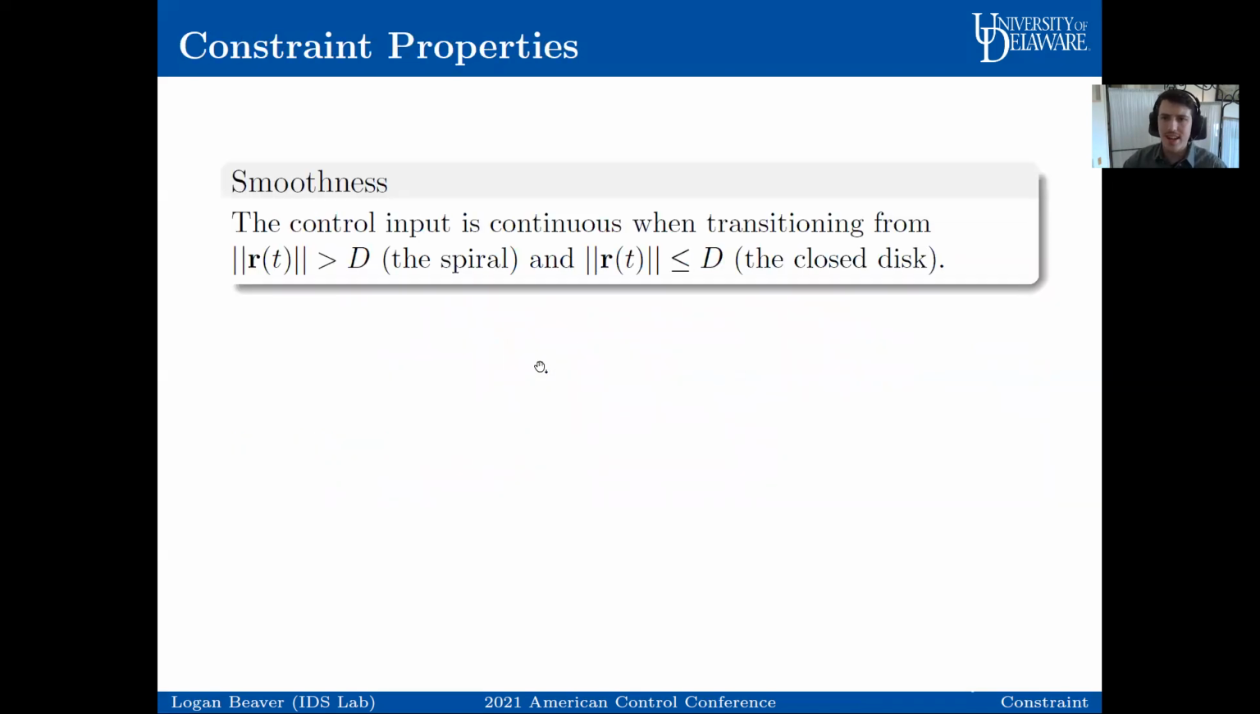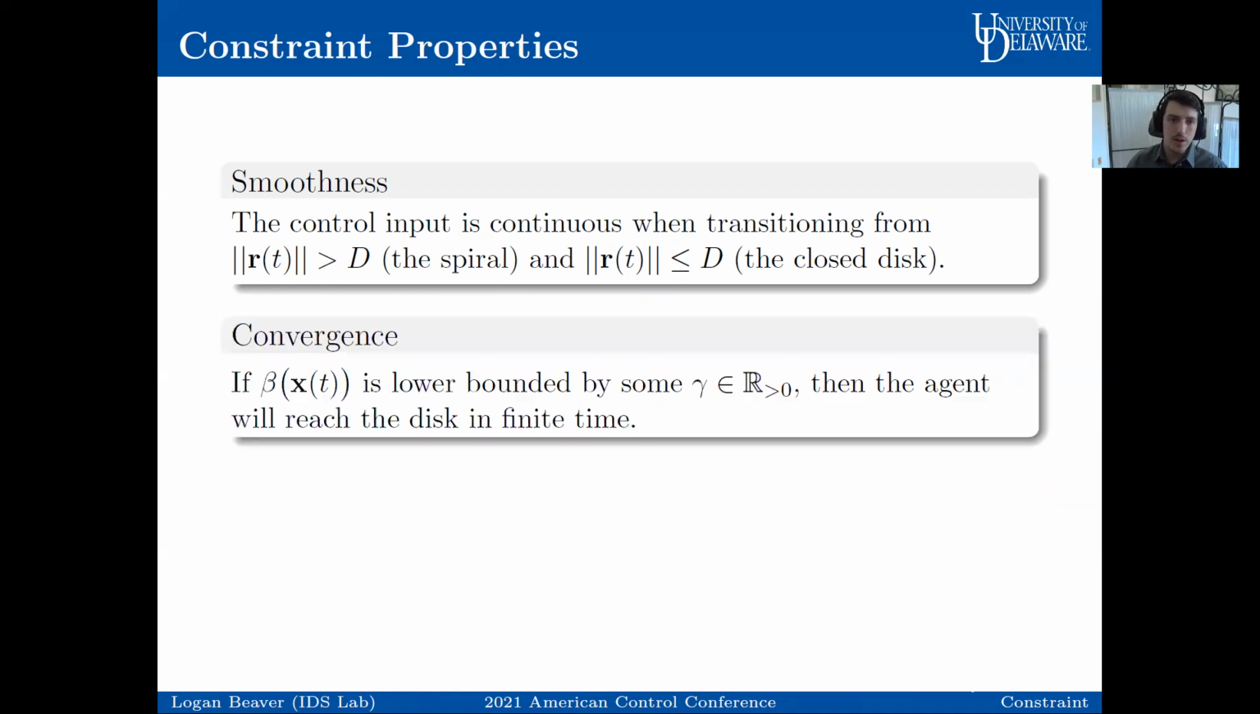And using our previous analysis, there's a couple of useful properties that sort of pop out from this. So, for example, when we are initially sort of spiraling in with this negative dot product, at some point we'll cross into the disk. And at that transition, even though the constraint is this piecewise function, we can guarantee the control input is continuous because we're going from a constrained to an unconstrained arc. So that's a pretty useful property.